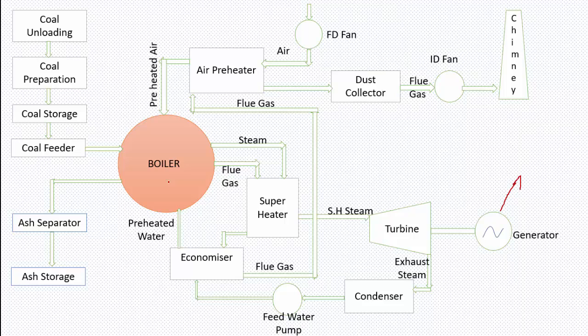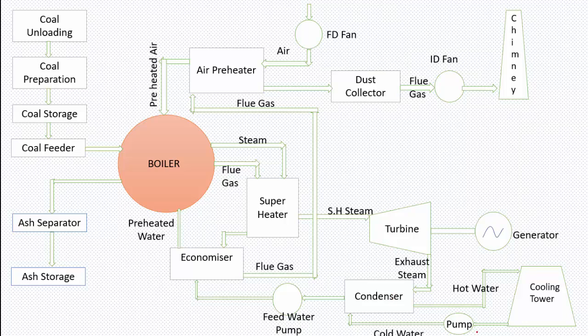And the final thing is, here we are using a condenser, right? The purpose of this condenser is to convert this exhaust steam into water. That is, it has to extract some heat from this steam in order to convert it into water. So this is the feed water. This is the cooling water circuit. This cooling water circuit is nothing but the heat extracted by the condenser has to be released to the atmosphere.